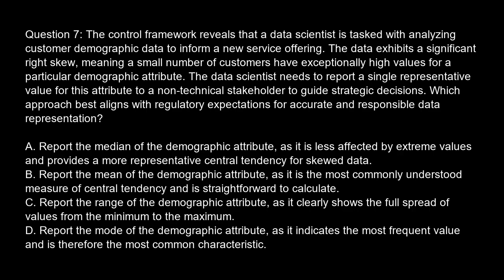Option A. Report the median of the demographic attribute, as it is less affected by extreme values and provides a more representative central tendency for skewed data. Option B. Report the mean of the demographic attribute, as it is the most commonly understood measure of central tendency and is straightforward to calculate. Option C. Report the range of the demographic attribute, as it clearly shows the full spread of values from the minimum to the maximum. Option D. Report the mode of the demographic attribute, as it indicates the most frequent value and is therefore the most common characteristic.